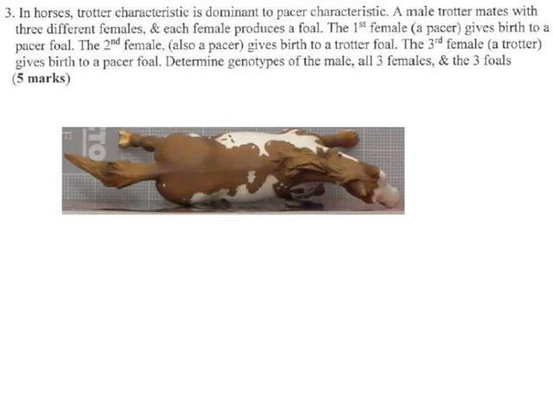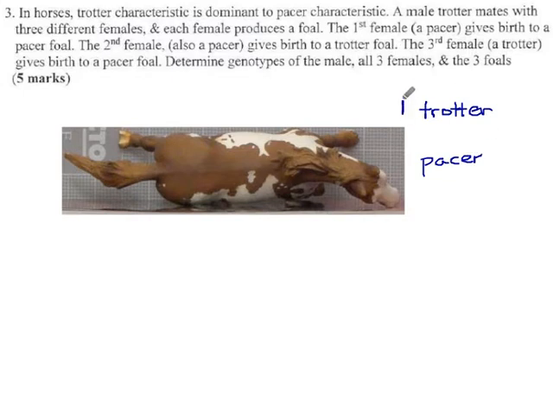Okay, this problem is about how horses run, and it turns out that there's two different ways that a horse's brain and nerves can be wired that determine how it moves its legs when it's running. And the two types are called trotter and pacer.